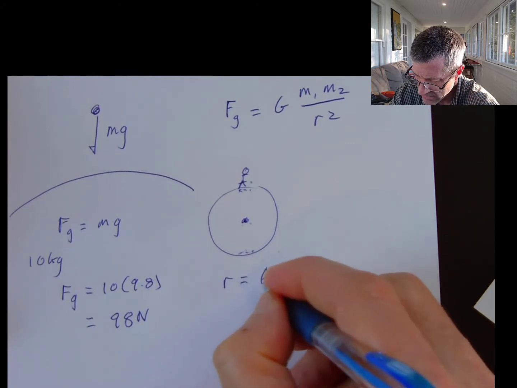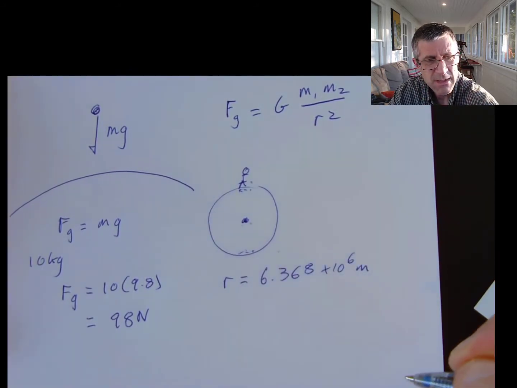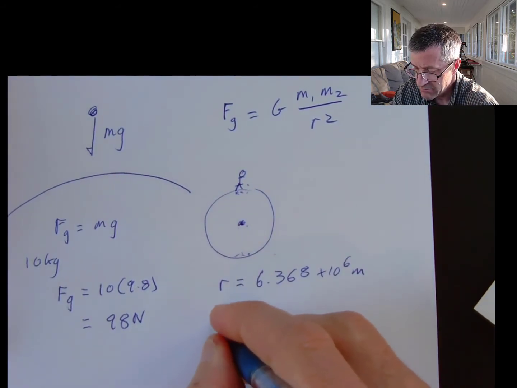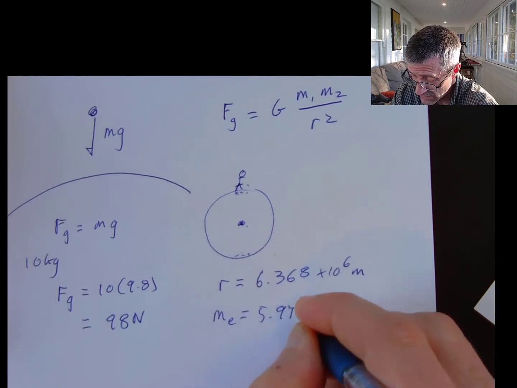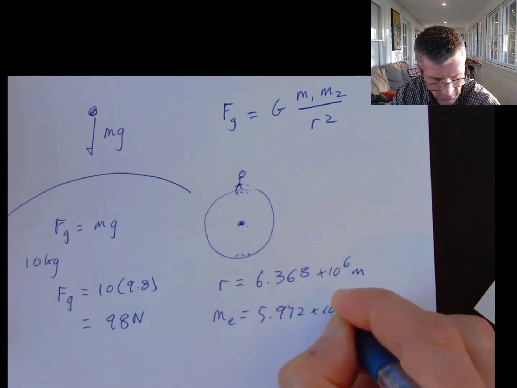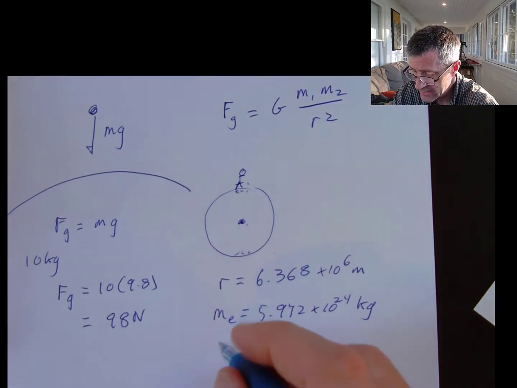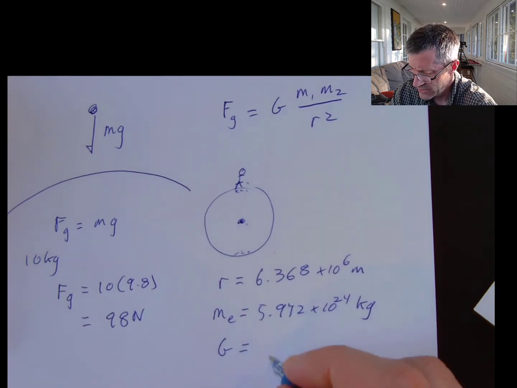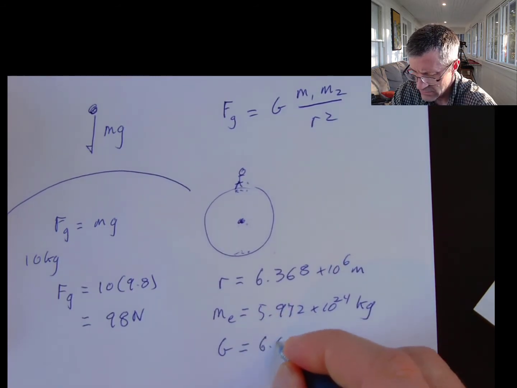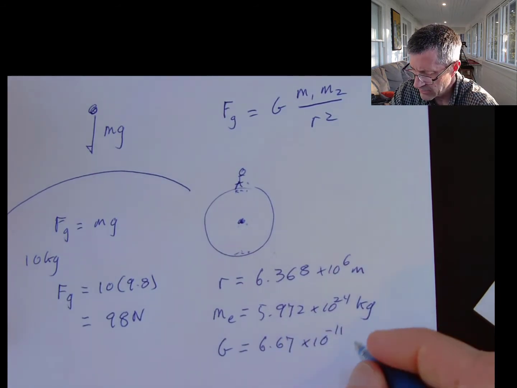So my radius between you and the center of the Earth, the radius of Earth, is 6.368 times 10 to the 6 meters. What's my mass? The mass of the Earth, it turns out, is 5.972 times 10 to the 24 kilograms. And again, my constant G is going to be 6.67 times 10 to the minus 11.